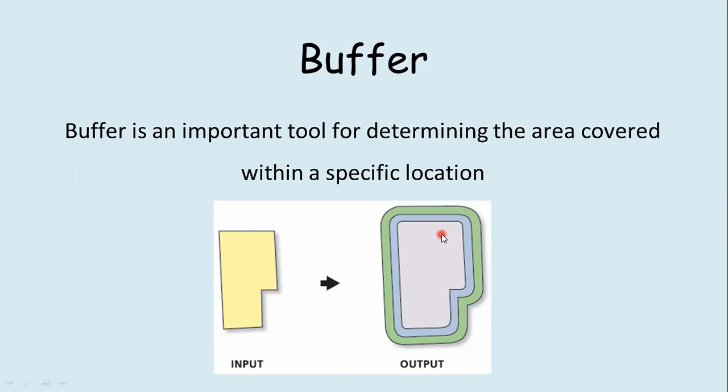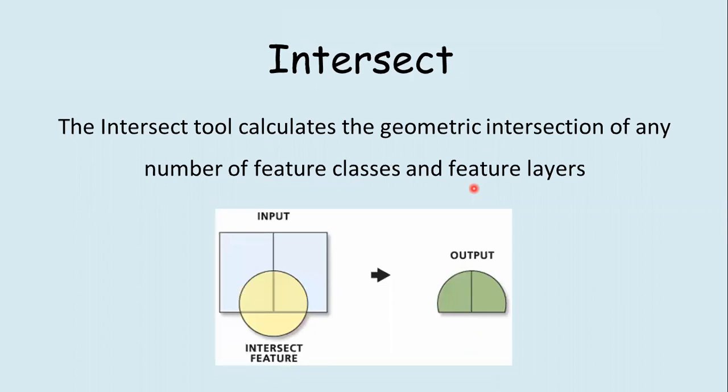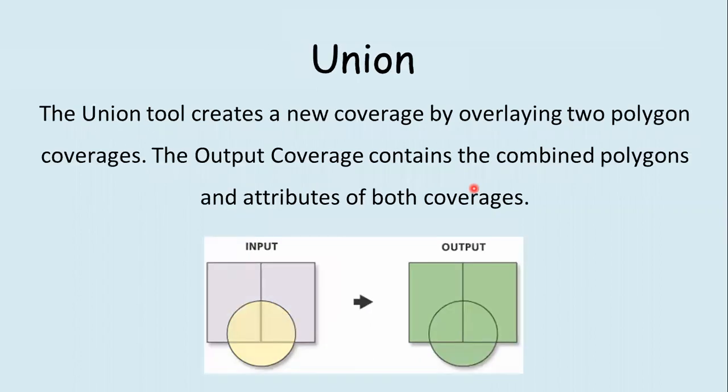before doing the buffer. The clip tool cuts out an input layer to define a feature boundary. The intersect tool calculates the geometric intersection of a number of feature classes and feature layers. The union tool creates a new coverage from two polygon coverages and combines them into one polygon.